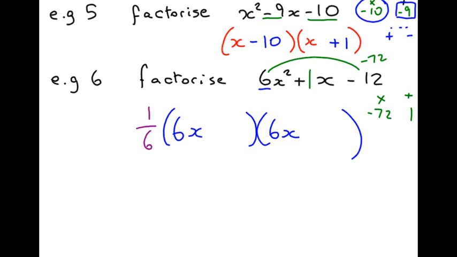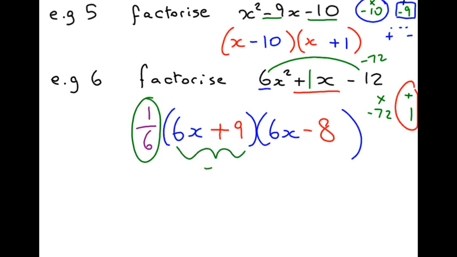Okay? If you know your times tables well, you're probably thinking 8 times 9 is 72, and they've got a difference of 1. Fantastic. So let's go for plus 9 minus 8, because we want them to add up or take away to make 1. Okay? If you did it the other way round, then you'd have 8 take away 9, which would give you minus 1. Now, we've got to finish my method off. We've got a 1 over 6 to get rid of. So let's divide this by 3. Let's divide this by 2. And that gets rid of our divide by 6.